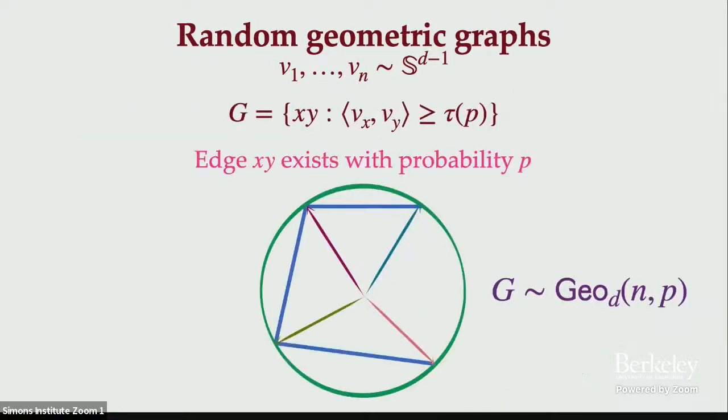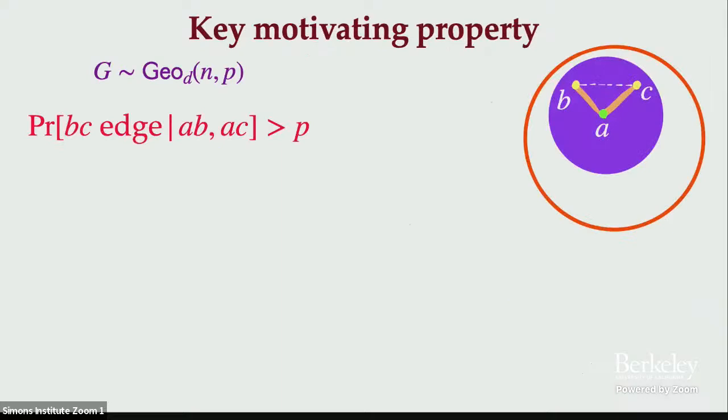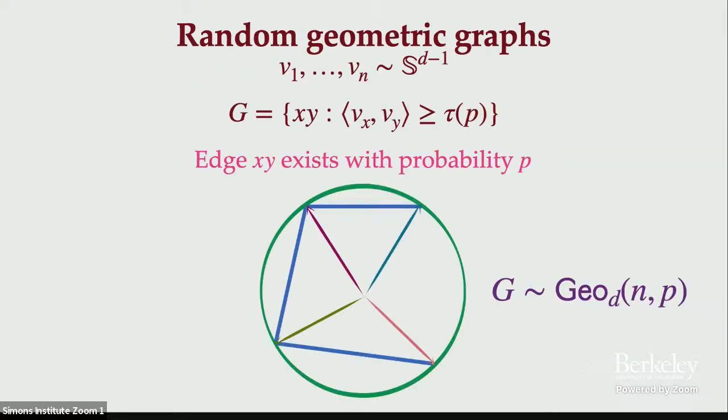Okay, and later in this talk, this model I just defined will be given the notation G(n, p, d). So it depends on the dimension of the sphere and also the probability p. If you take the limit of the dimension to infinity, now here we only consider D as a function of n.